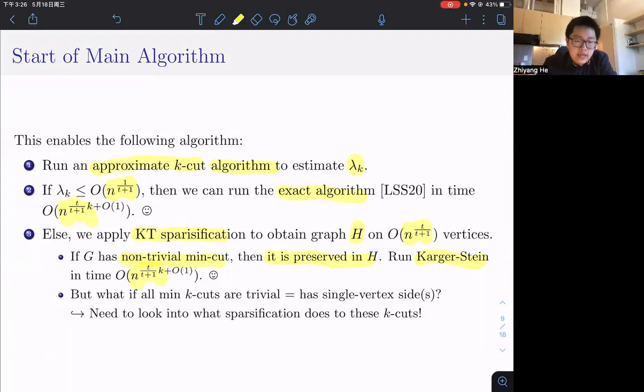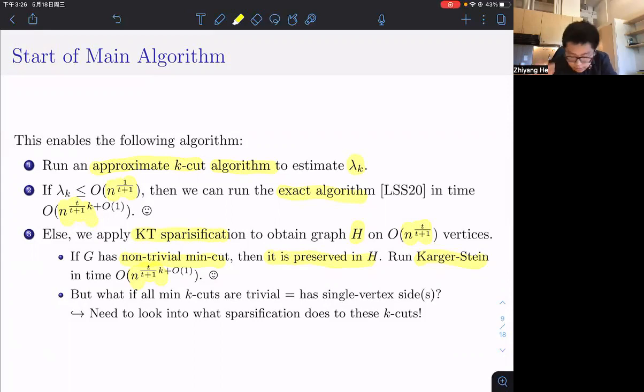So the remaining case, which is the difficult case, is what if all the minimum K-cuts are trivial, which means they have either one or many singleton sides, right? So this is our main contribution. We propose a hopefully intuitive solution to this case.